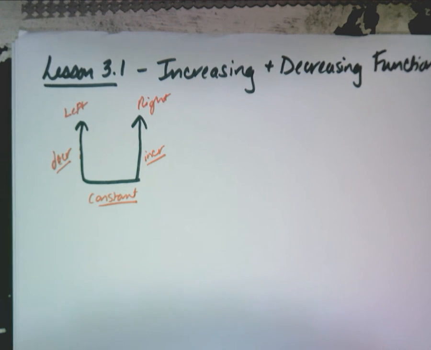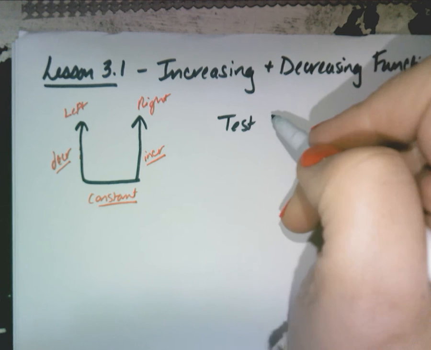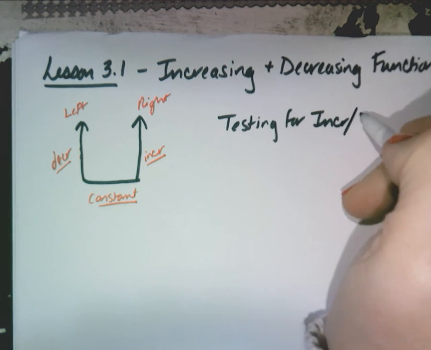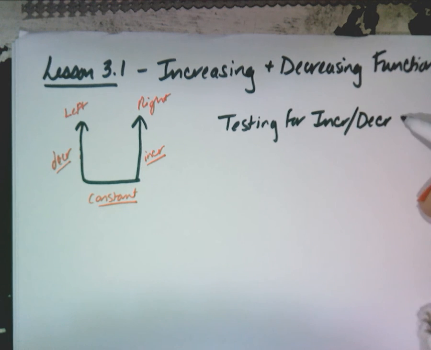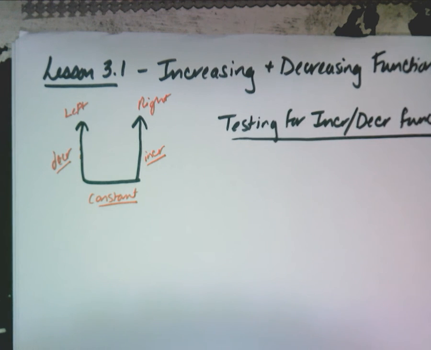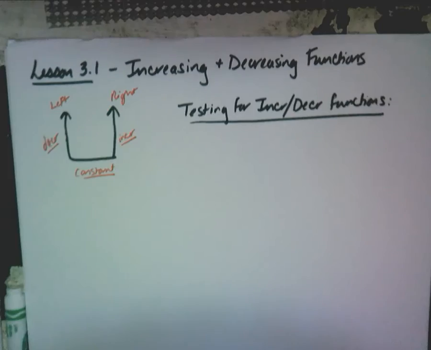So obviously when you look at your graphing calculator, you can tell where the function is increasing and decreasing. But back in the day, they didn't have cool graphing calculators. So they had to do a test to see where the function was increasing or decreasing. So, testing for increasing, decreasing function. I'm going to give you the steps, and then we're going to do 4 examples, and that's it for today. Testing for increasing.